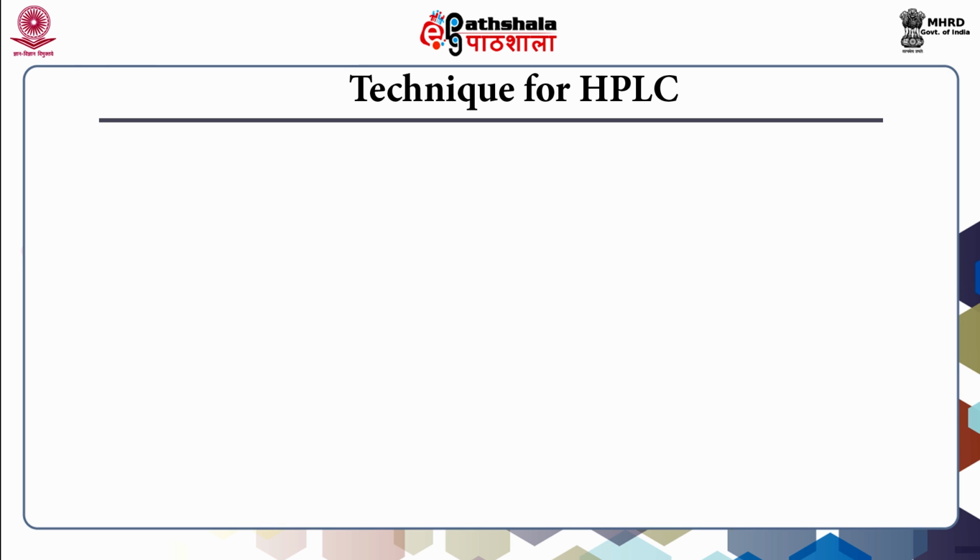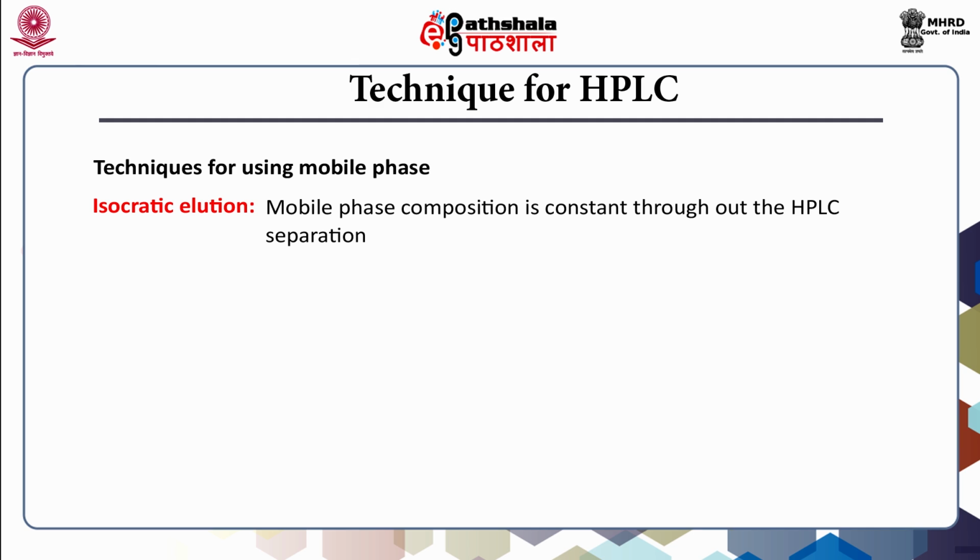Once we have selected the mobile phase, there are different techniques for HPLC. What are those different techniques? Basically, the techniques based upon the mobile phase are of two kinds. The first technique is isocratic elution. Isocratic elution means the mobile phase composition is constant throughout the HPLC separation. That means the composition will not change. We will use one particular solution continuously throughout the HPLC experiment.